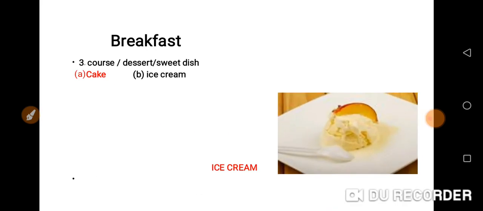And the third course is also known as dessert or sweet dish. This could be cake or ice cream, as you can see in the picture on the screen.